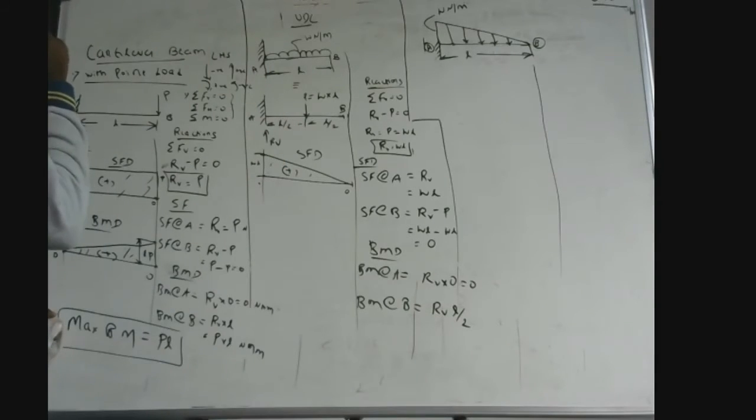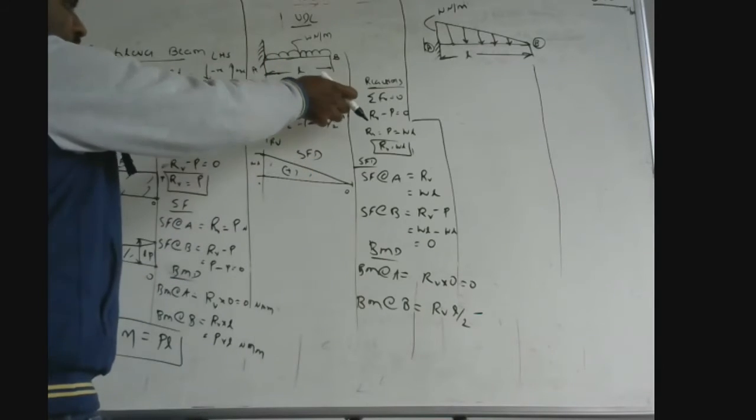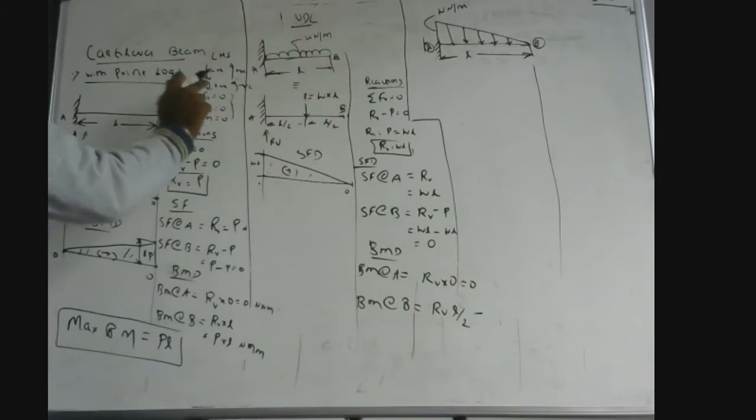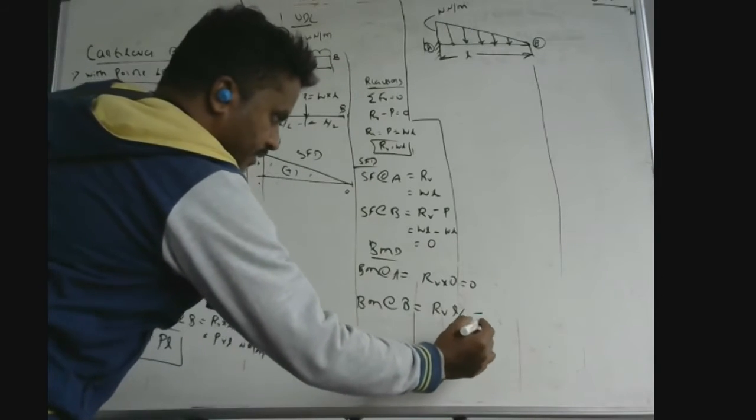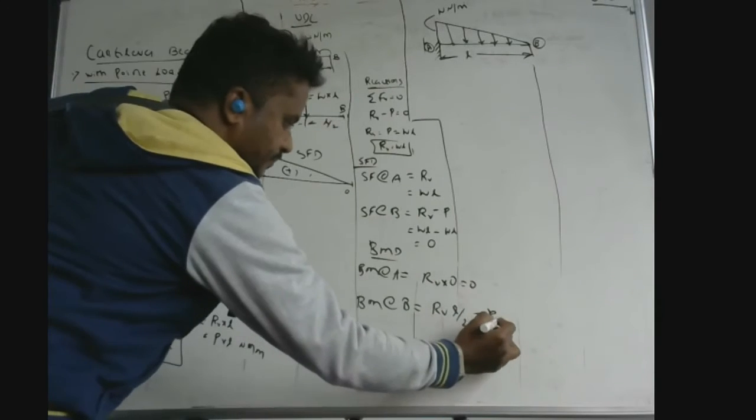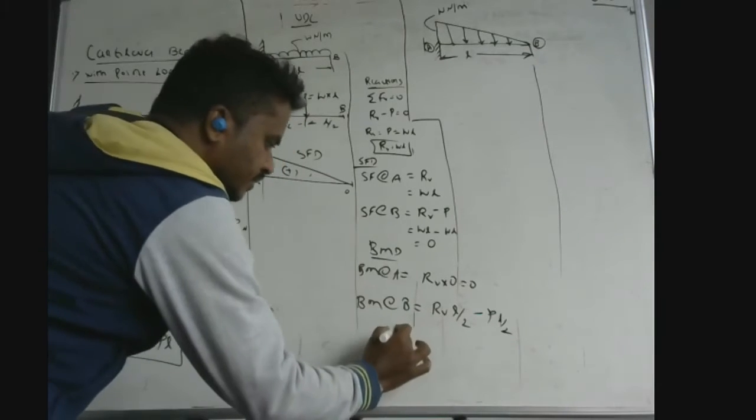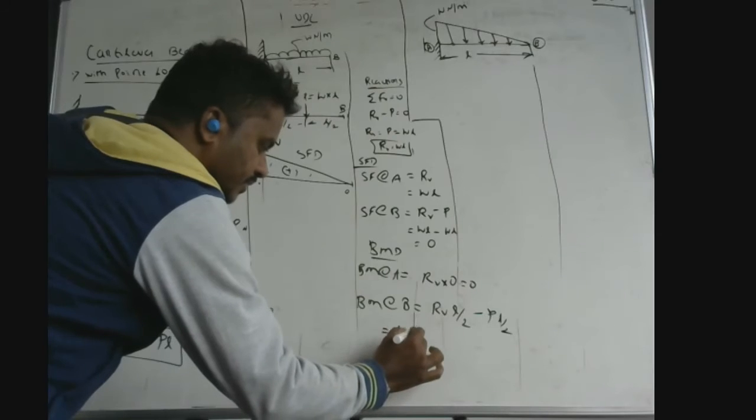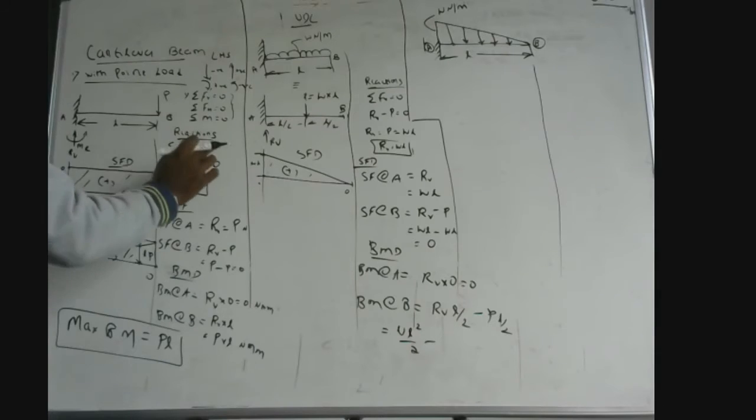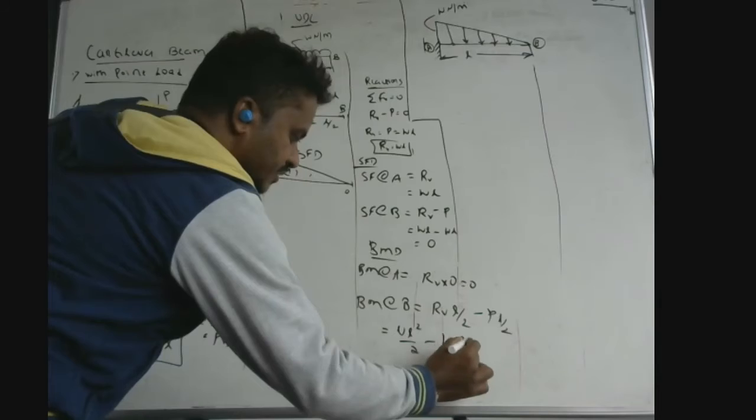RV into L by 2 minus, and minus because what is the next force? P. That will create an anti-clockwise moment. Anti-clockwise means minus P into the distance, which is L by 2. Therefore, we'll simplify this. RV means WL, WL into L becomes WL square by 2, minus P. P also means W into L. Therefore, that also becomes WL into L.